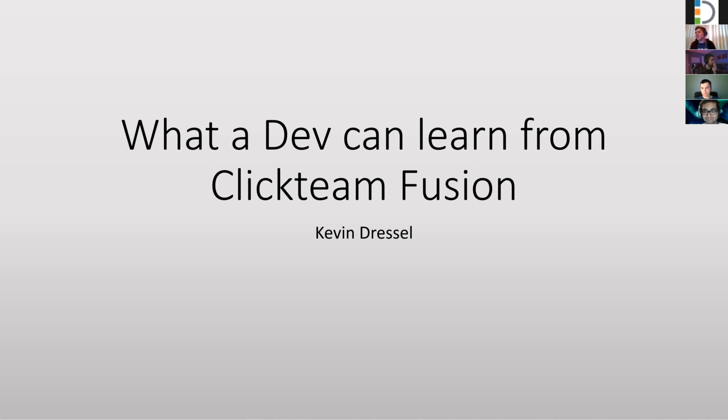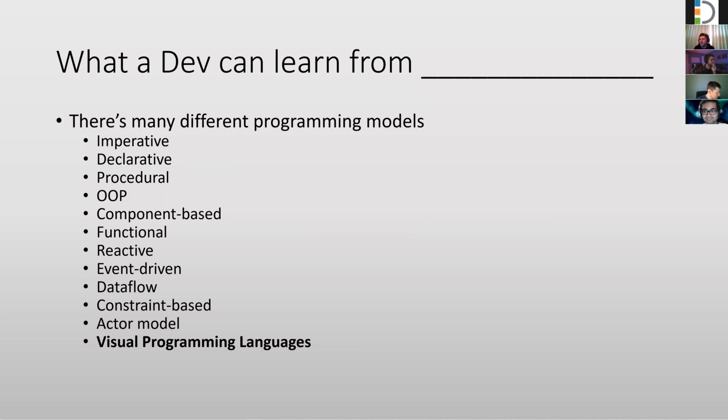So this talk is called What a Dev Can Learn from Clickteam Fusion. But really, the big idea is what a dev can learn from any other programming model. Fusion just happens to be a visual programming language, but there are a lot of ideas to be learned from anywhere. So this talk is going to start with Fusion, and then take a huge derail towards just learning from other languages.